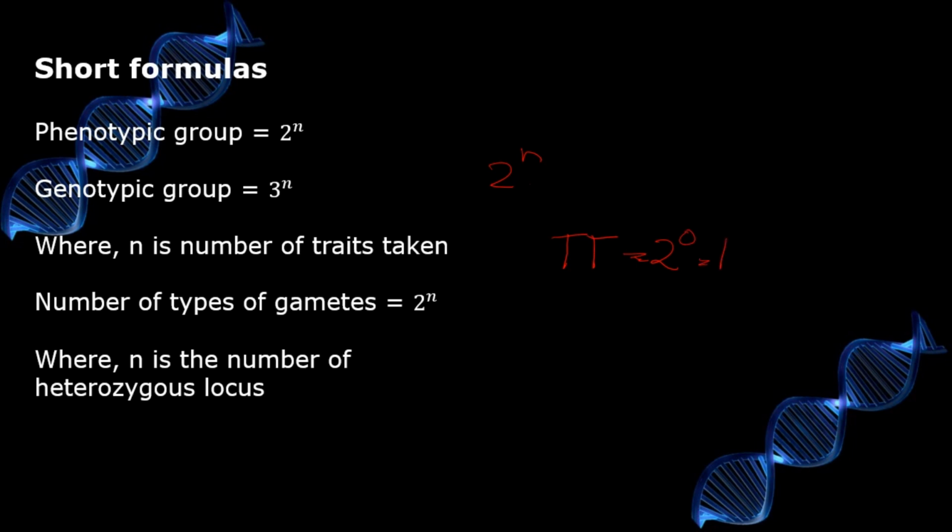In the condition capital T and small t, what is the number of gametes formed? Here, there is one heterozygous condition, so 2 raised to 1, that is 2. The other example, capital T, capital R and small r. Here, how many heterozygous conditions? Only one, that is capital R and small r. So again 2 raised to 1, that is 2.